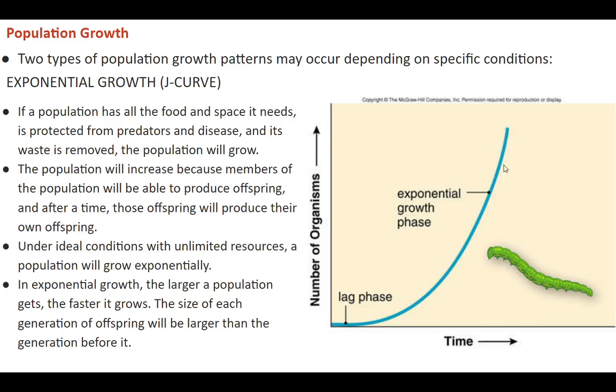Now the problem with this is what? These things grow. They usually try to reproduce real fast, and then what do? The rest of this is that they die off and they go back into the lag phase. That's how a J curve usually works.